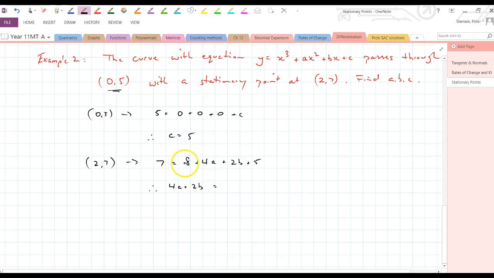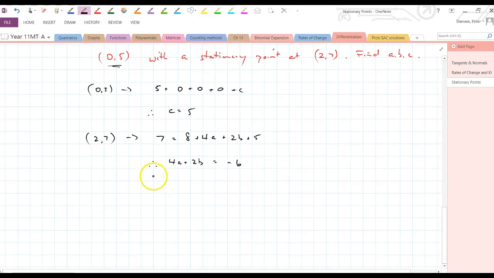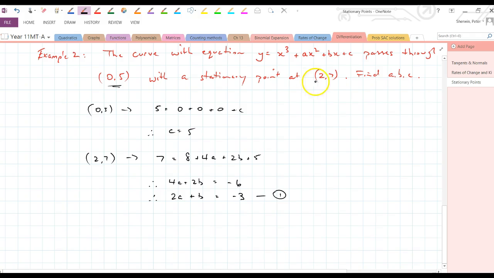13 goes over the other side, minus 13. 7 minus 13 is minus 6. Can do better. 2a plus b equals minus 3. Right, that's equation 1. Now, what else can I use? It also says it's a stationary point there. So we've got an SP at 2, 7. So how can we use that? Let's get our dy dx.